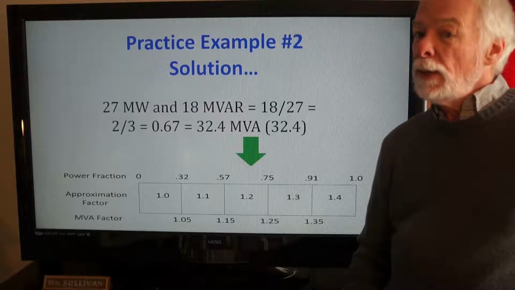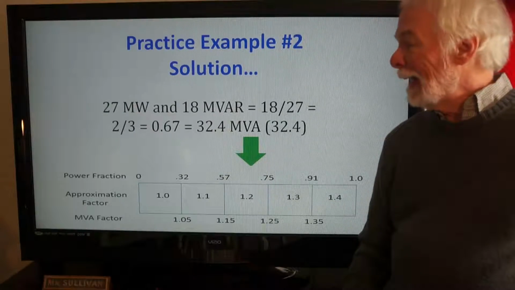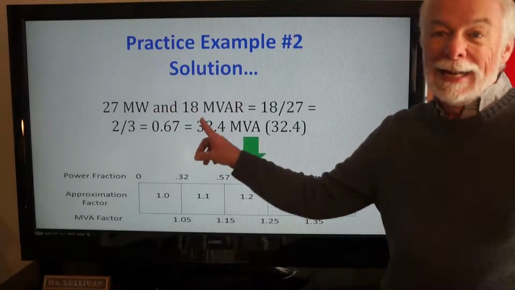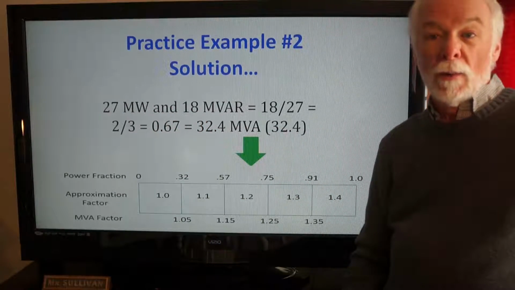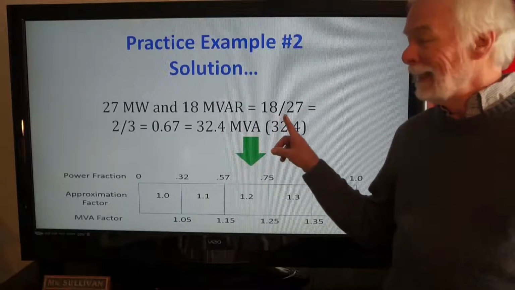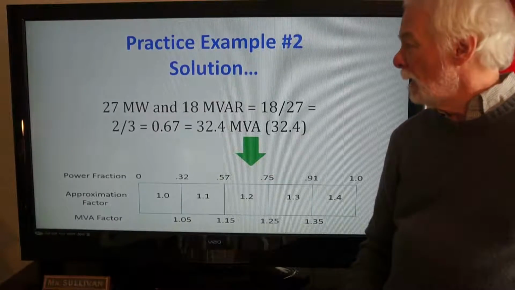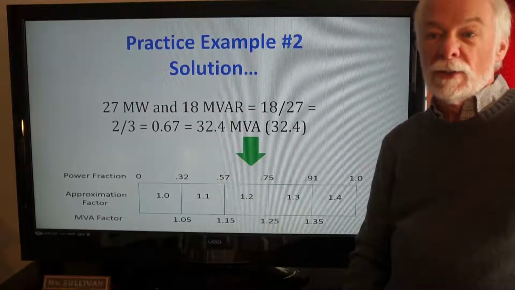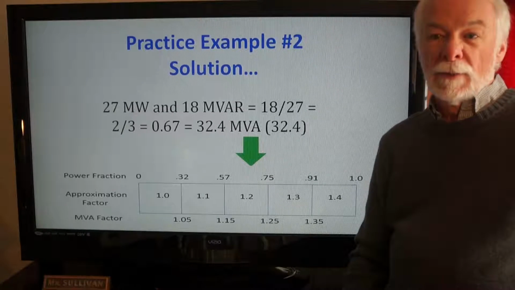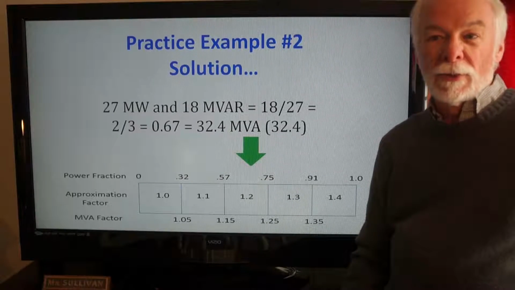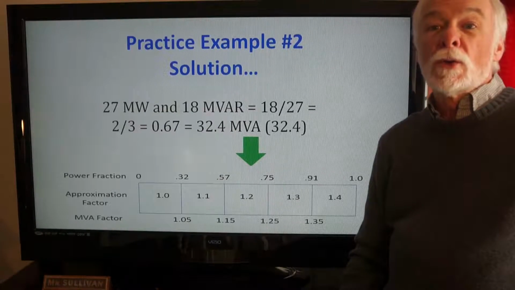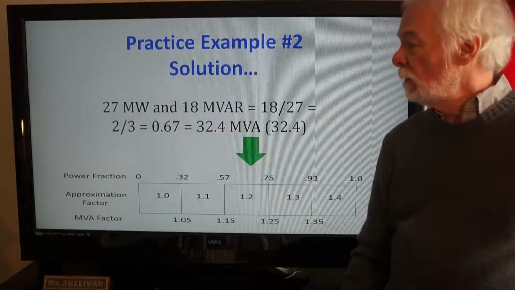All right, then step 1, using our supplied numbers of 27 megawatts and 18 megavars, we form our power fraction, 18/27. We then simplify, in this case 2/3, and convert to 0.67. So if you thought to divide by 9, you got 2/3 right off the bat. So now we move to step 2.